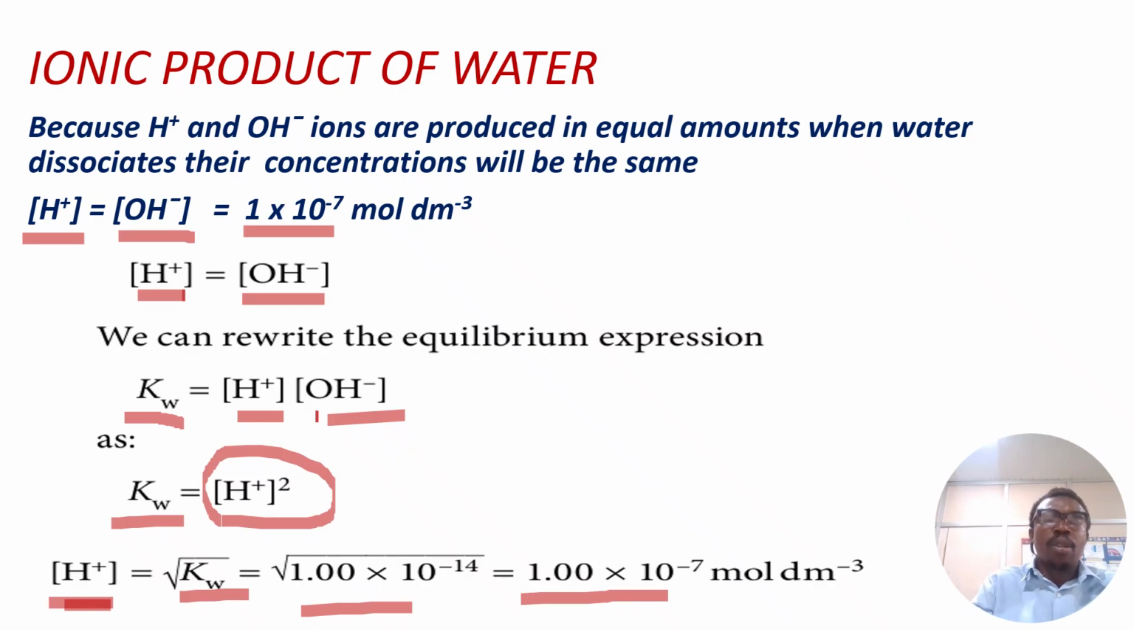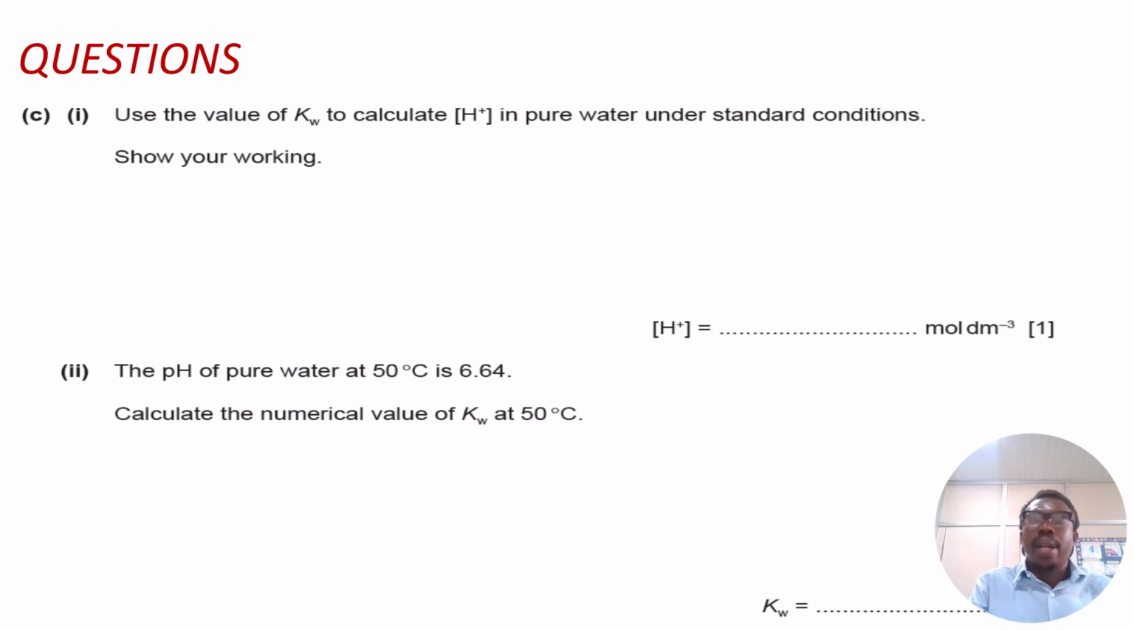So the equilibrium constant Kw is equal to the concentration of hydrogen ion raised to power 2, which is equal to the square of the concentration of hydrogen ion, or the square of the concentration of the hydroxide ion. So we can use it in calculation. Please take note that Kw is equal to the square of the concentration of hydrogen ion. So it's as simple as A, B, C.